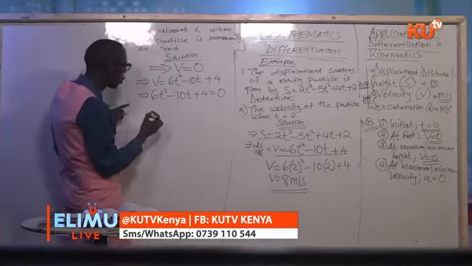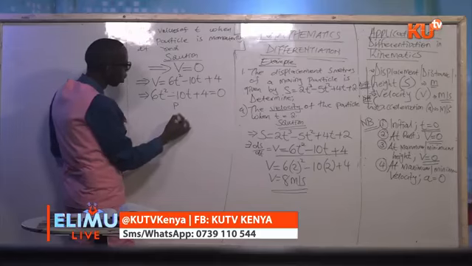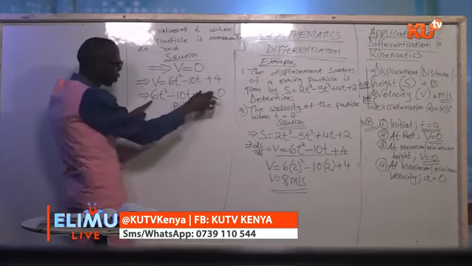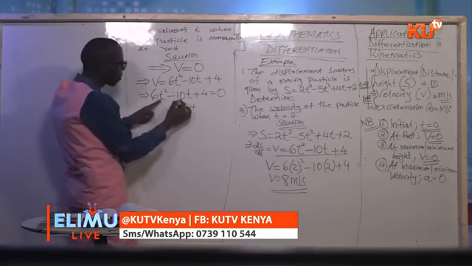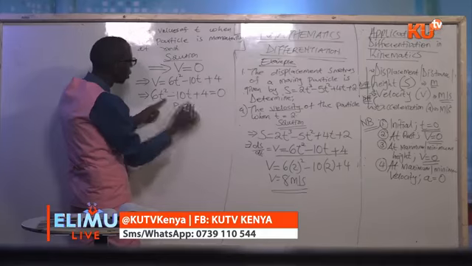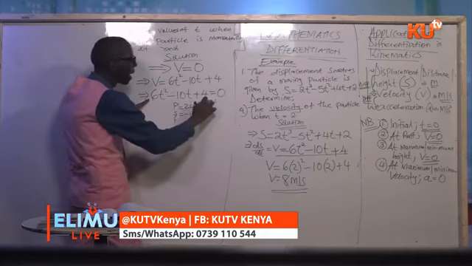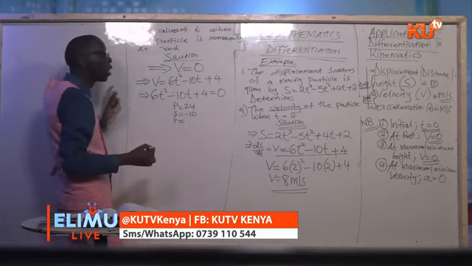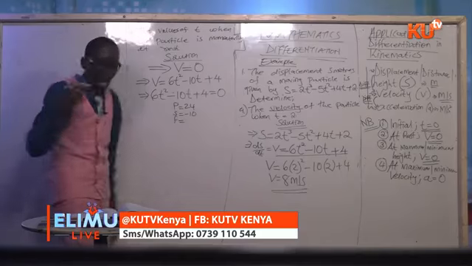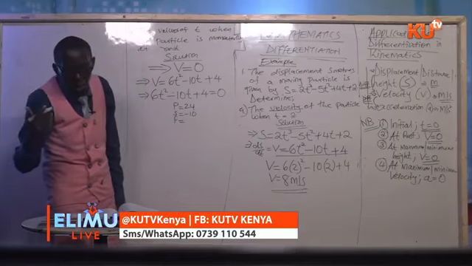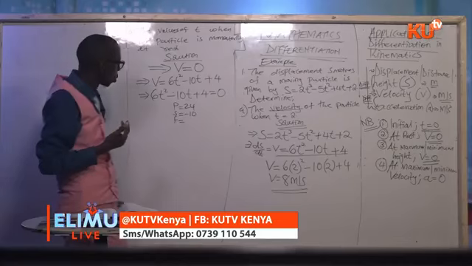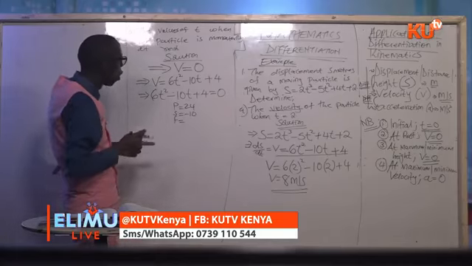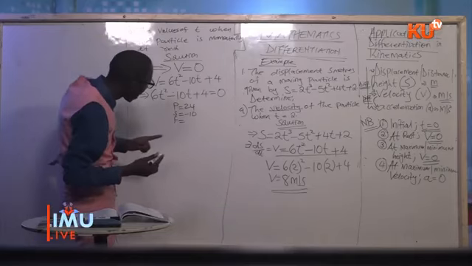So we are going to use the product sum factor. The product here is 6 times 4, 24. The sum here is negative 10. You know the product is the first times the last. The sum is the middle one. The factors are two numbers. When you multiply, you get 24, and the same two numbers, when you add, you get negative 10.